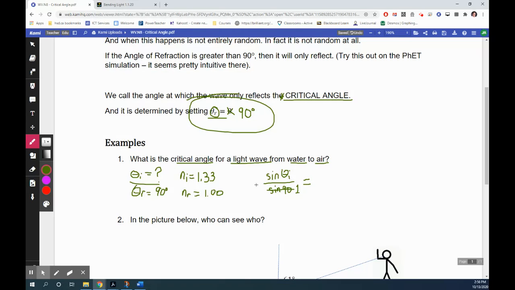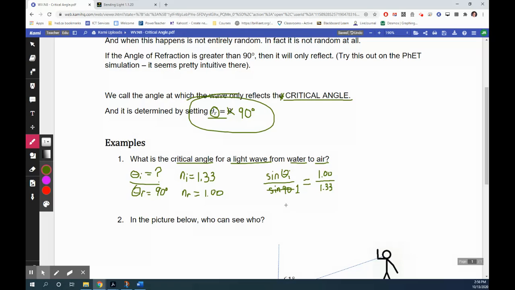And then we do nr over ni, right? So nr is 1.00. Because that's how the formula is. If sine theta i is on top, then the formula has nr on top. And it should be like this. And what you'll see is this only works when the smaller number is on top. So it has to be going from a more dense to a less dense.